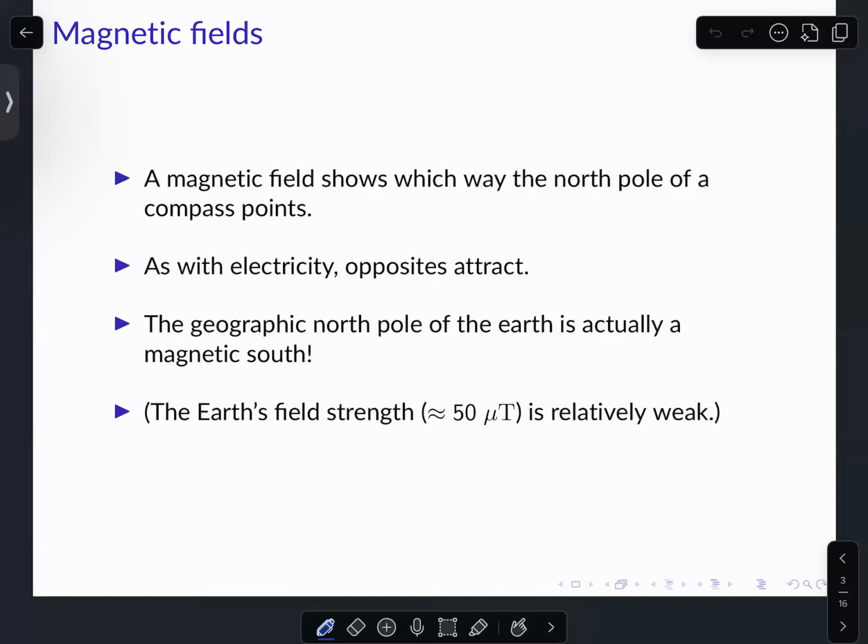The thing that the Earth has that your electromagnet or bar magnet doesn't is that it's astronomically large. There is a lot of magnetism in the Earth. It's weak, but that's because it's spread out over a huge volume of space.